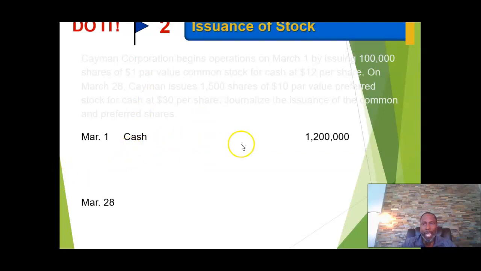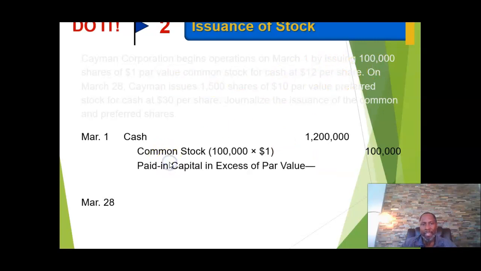Okay? So we'll debit cash for $1.2 million, 100,000 shares times $12. Credit common stock for $100,000, which is its par value, $1 per share times 100,000 shares, and then the excess goes into the paid-in capital in excess account common stock for $1.1 million.